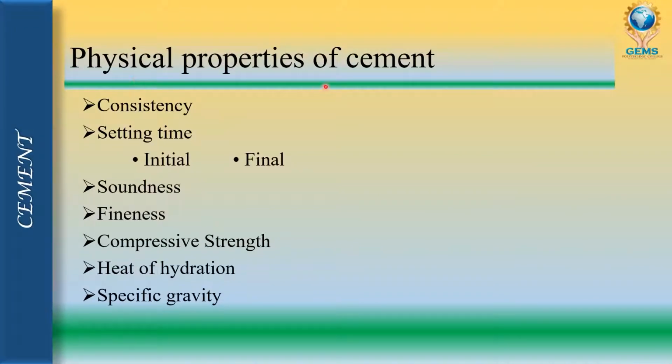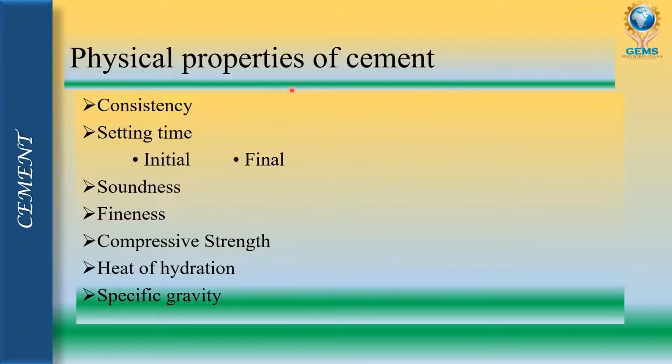Physical properties of cement. In this, we have to learn about consistency of cement, setting time. In this setting time, we have to learn about initial setting time and final setting time of cement, soundness and fineness of cement, compressive strength of cement, heat of hydration, and the specific gravity of cement. This all can be tested in field test or laboratory test to find the physical properties of cement.